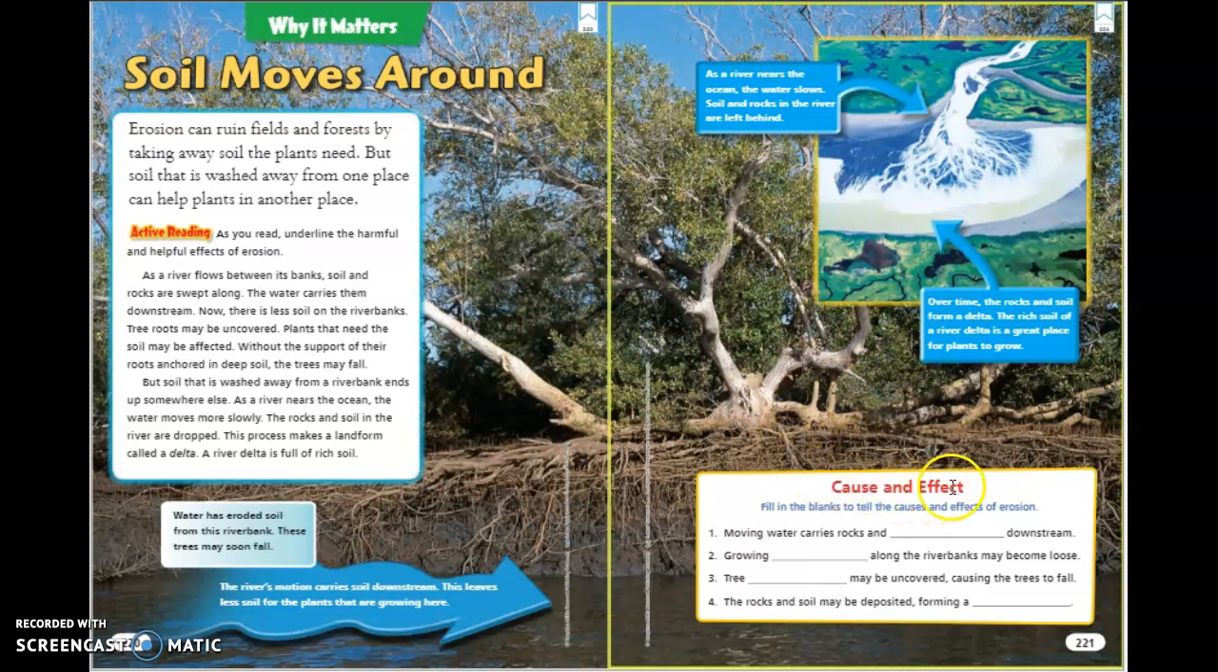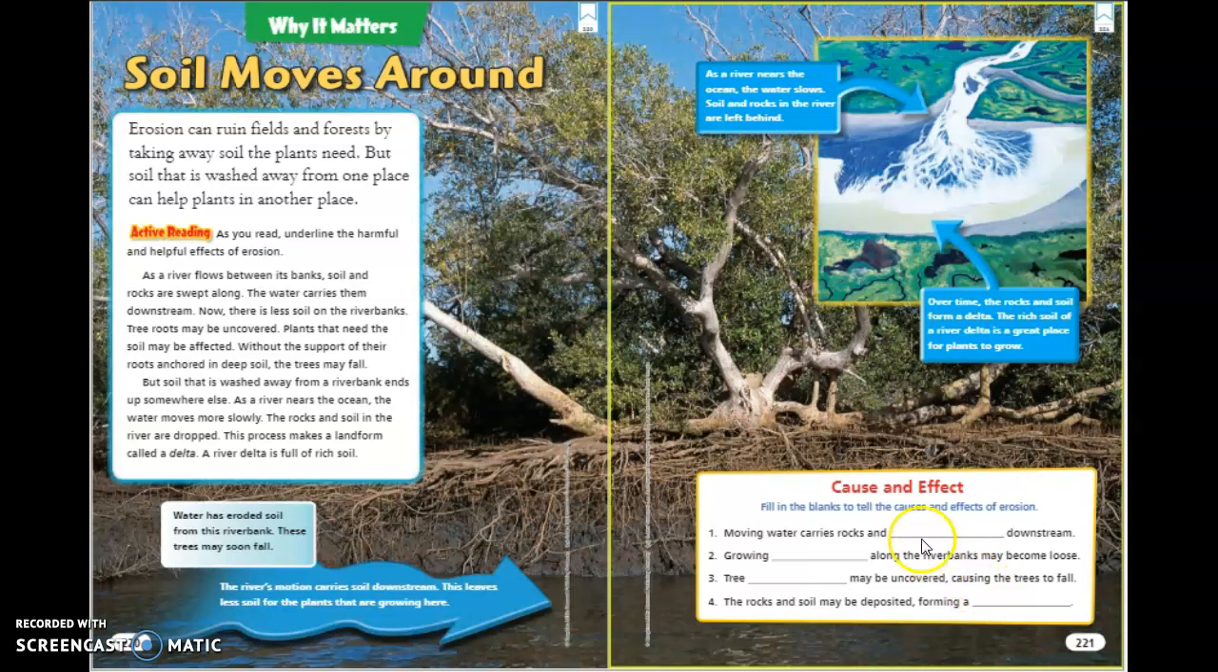Now let's do the cause and effect activity at the bottom. Fill in the blanks to tell the causes and effects of erosion. Number 1. Moving water carries rocks and blank downstream. Number 2. Growing blank along the riverbanks may become loose. Number 3. Tree blank may be uncovered, causing the trees to fall. And number 4. The rocks and soil may be deposited, forming a blank. Go ahead and pause the video to fill in those 4 blanks for your cause and effect.